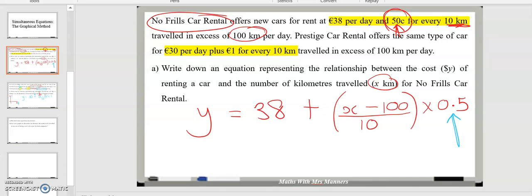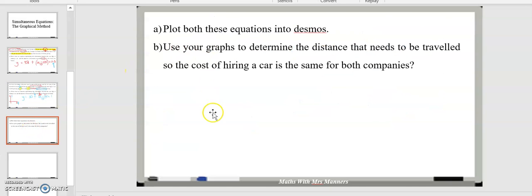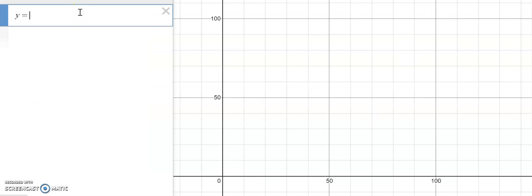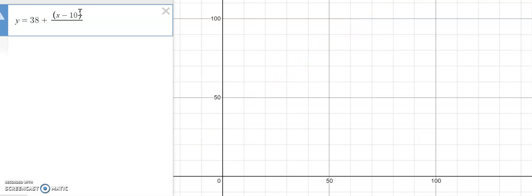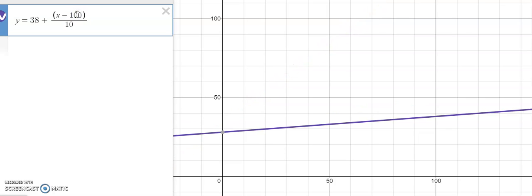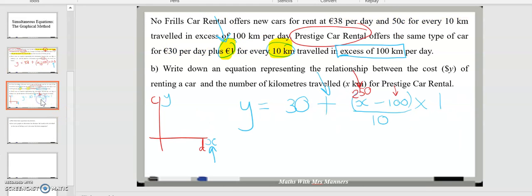So what I have now is two equations. I've got the equation for no frills car rental, and I also have the equation for prestige car rental. What I'm going to do now is take both these equations and plot them into Desmos. Let's see what happens. So the first equation was y equals 38. Both of them had x minus 10 on them. Not x minus 10, x minus 100. Let's just check that I did that correctly in both equations, actually. Yeah, we've got x minus 100 there and x minus 100.